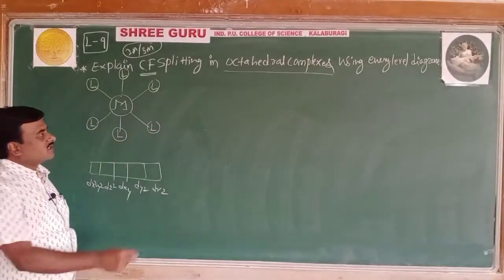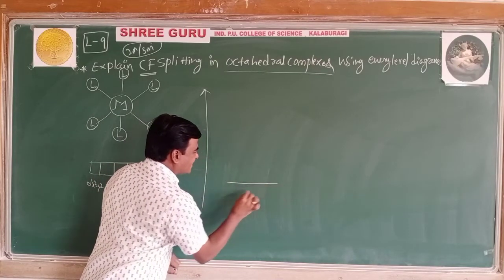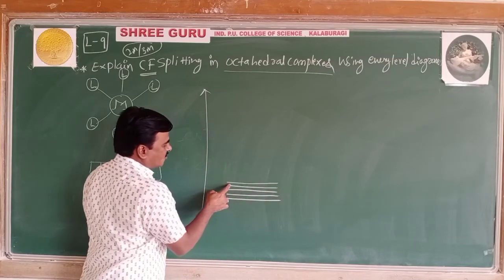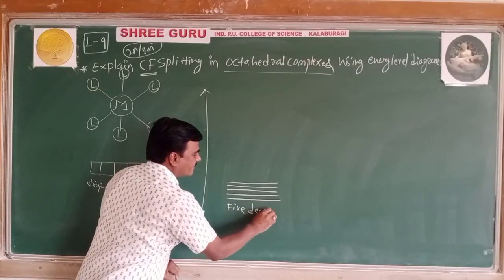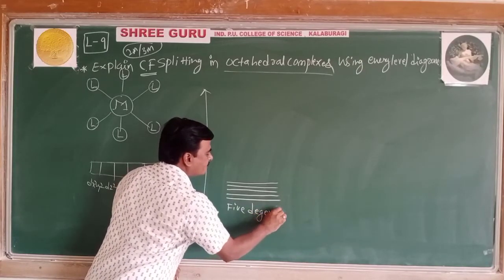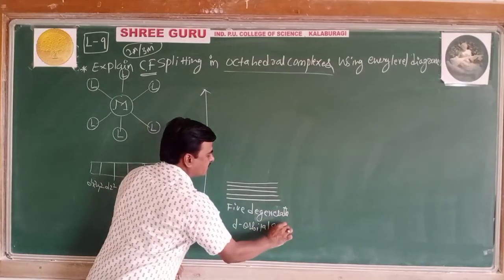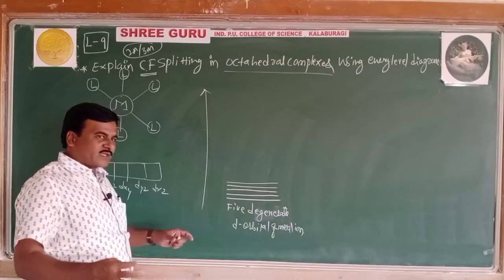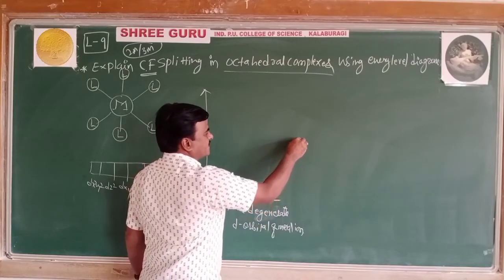See, in the octahedral complexes, if I show with the energy level diagram, here you have the 5 degenerate d orbitals of the metal ion. These are 1, 2, 3, 4, 5. The 5 lines indicate the 5 degenerate d orbitals of the metal ion. See what happens when the ligand approaches. There is a repulsion, and these 5 orbitals get excited.